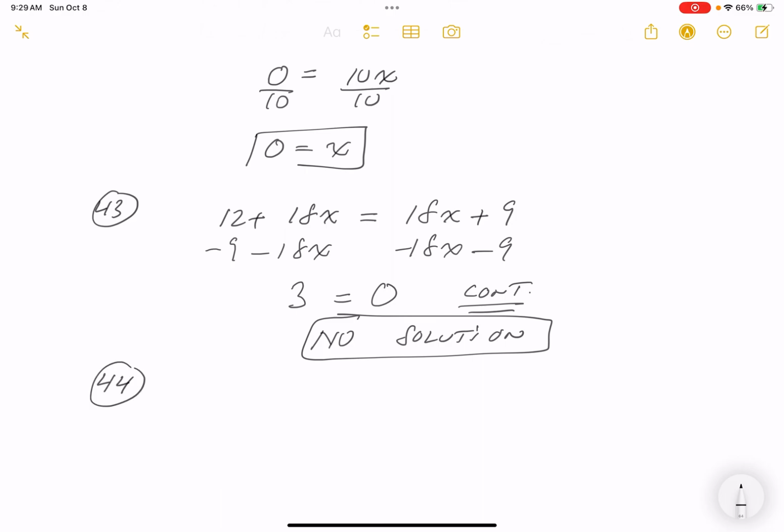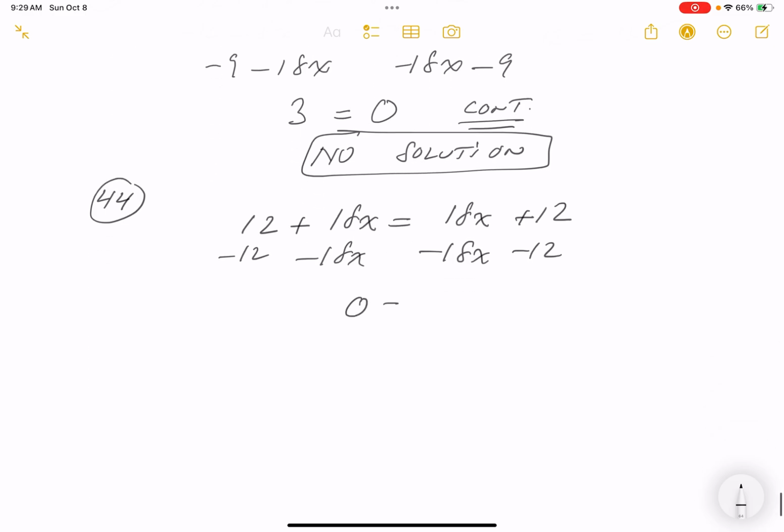And let's take a look at 44. 44 is 12 plus 18x equals 18x plus 12. Well, same thing. Subtract 18x from both sides and subtract 12 from both sides. And what do you get over there? 0 equals 0. This is what's known as an identity. This is always true. It's true for all x, by the way.